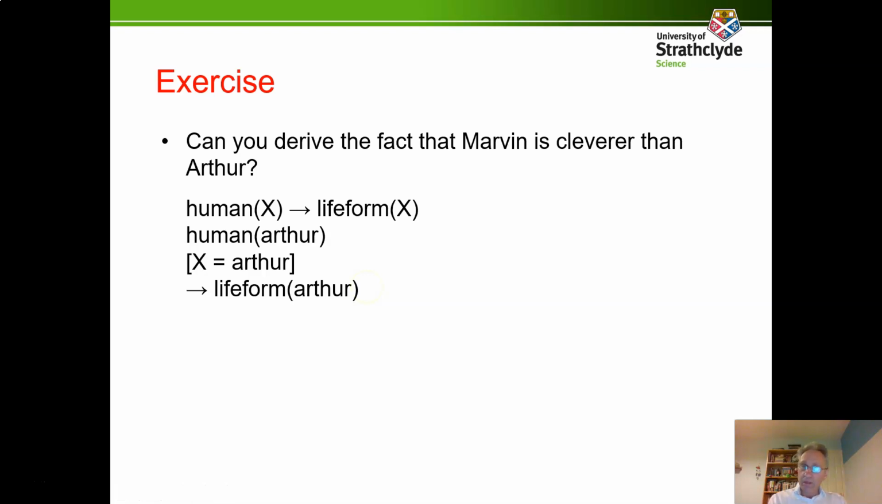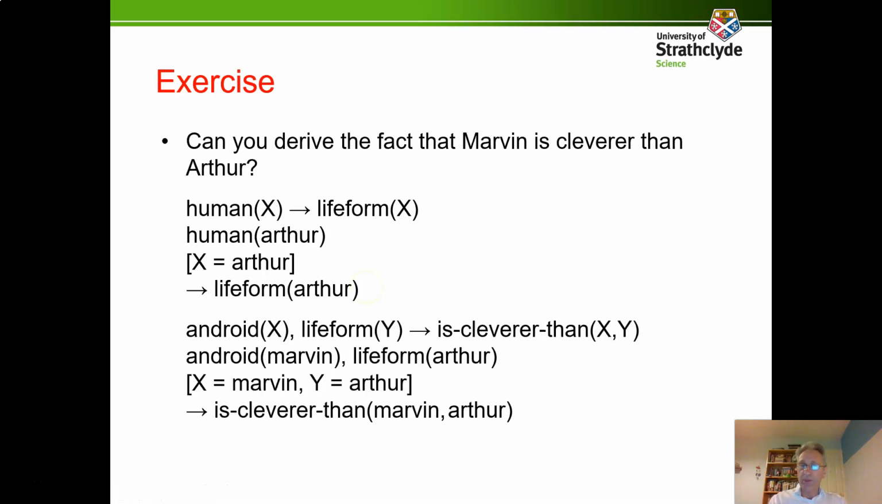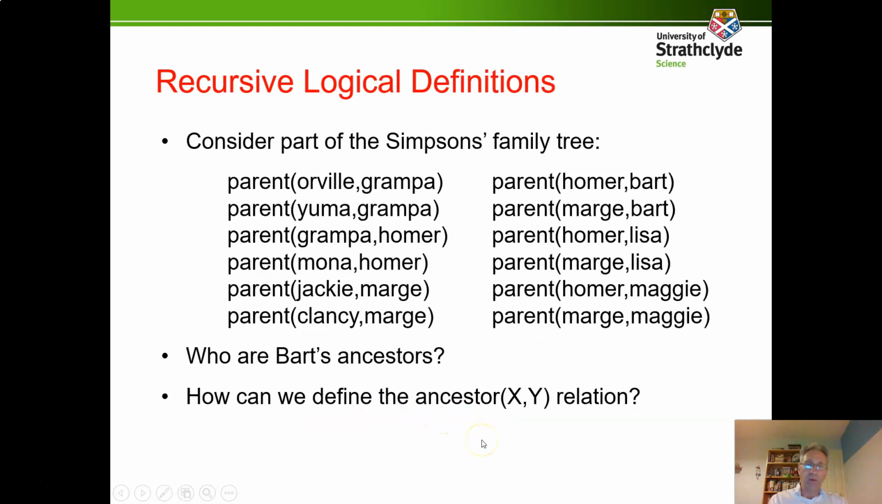Good stuff. So now we can apply the rule that we want to, which says that if X is an android and Y is a life form, then X is cleverer than Y. So Marvin is an android, Arthur is a life form. We know that from here, so we're allowed to use anything that we've derived already. We needed it from here. So the bindings are that X is Marvin and Y is Arthur. That's that here. And therefore we're allowed to derive the fact cleverer than X Y, with X as Marvin, Y as Arthur. We write it down here and we are done.